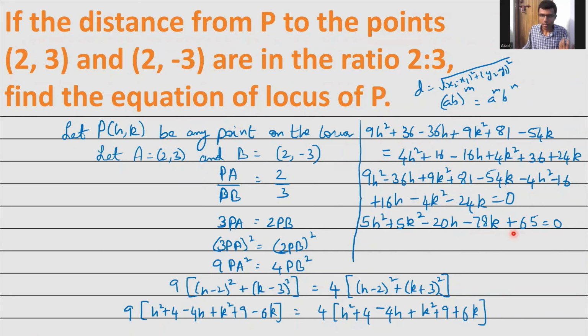So that's it. Just one more thing. Replace h comma k with x comma y. So I'd get 5x square plus 5y square minus 20x minus 78y plus 65 is equal to 0. Okay, that's it. Thank you.